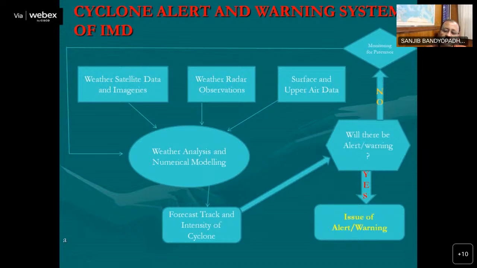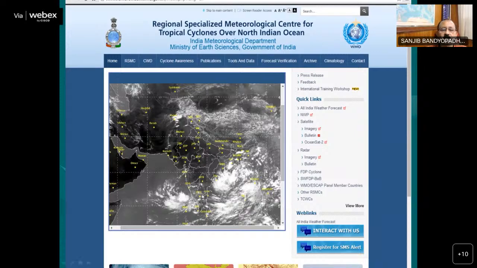advance from cyclogenesis. So this is our exclusive website, the Regional Specialized Meteorological Center, headquartered at Mausam Bhavan, Lodhi Road. One can get all the bulletins, images, information, model output, everything in this specialized meteorological center for tropical cyclone.